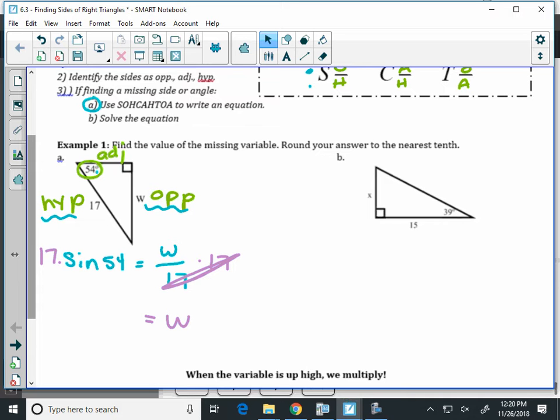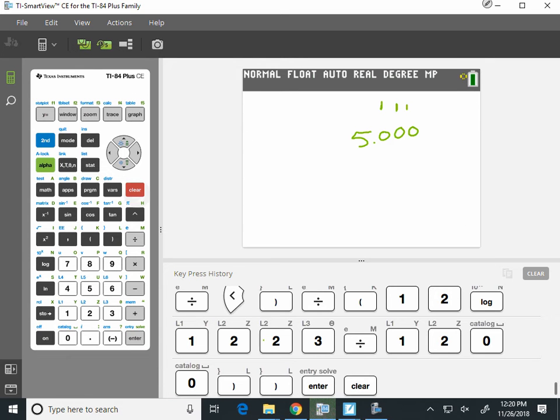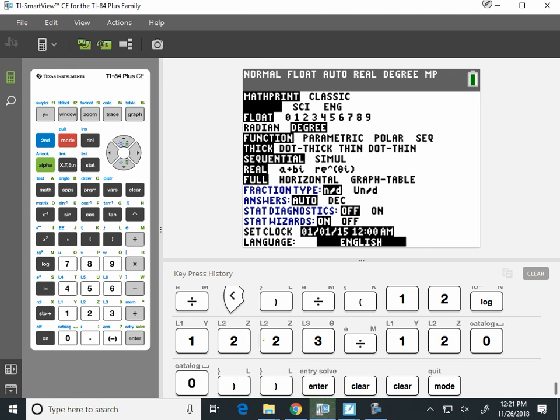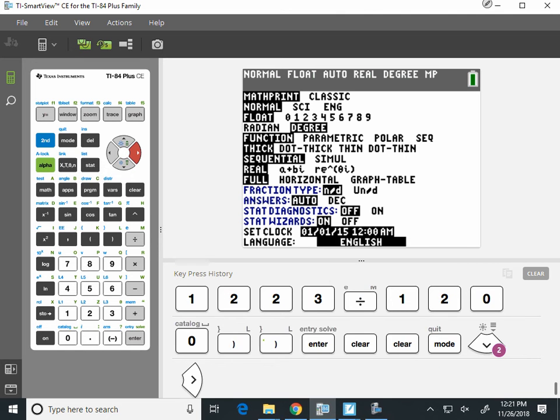So on your graphing calculator, what you have to do is go to mode. Hit mode right next to the second button. Yours radians might be highlighted. What you have to do is arrow down so that it's flashing on radians. Once it's flashing on radians, arrow over so it's flashing on degrees. And then hit enter. You are now in the correct mode.